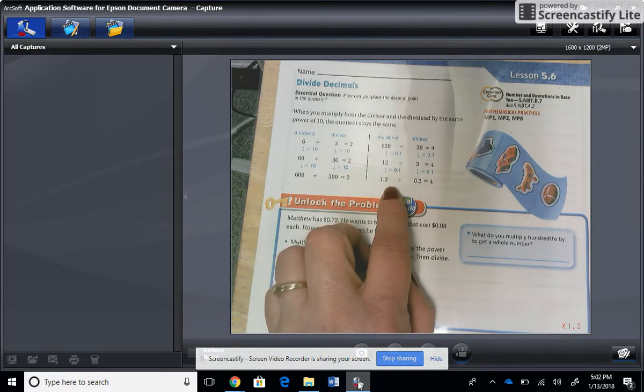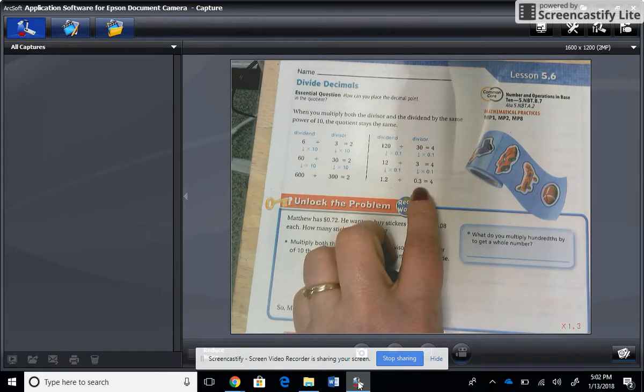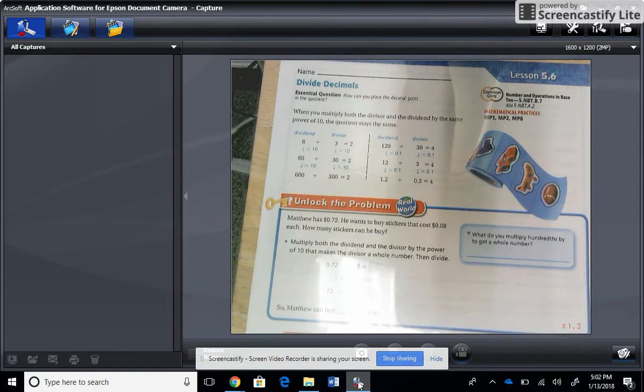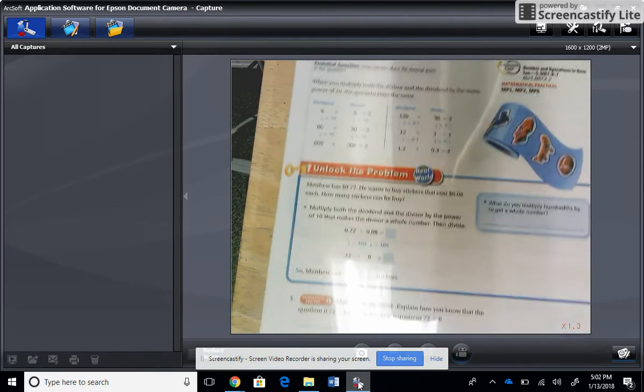1.2, or 1 and 2/10, divided by 3/10 equals 4. So we're timesing each side by that hundredth or whatever place it's in, and we get our answer.